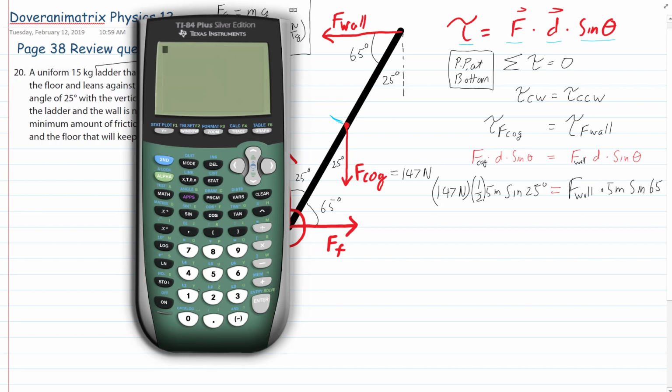Okay, so we'll take 147 times 2.5 times the sine of 25, and this is 155.3 Newton meters. And that has to equal F wall times, and I'll just multiply those together, 5 sine 65, and that is 4.532. And that'll be the unit of meters.